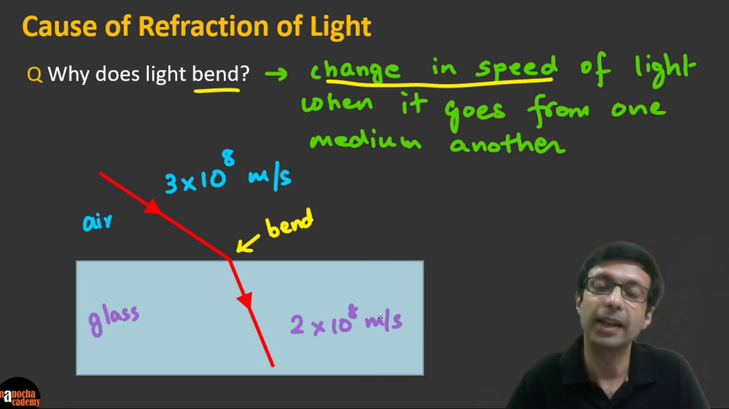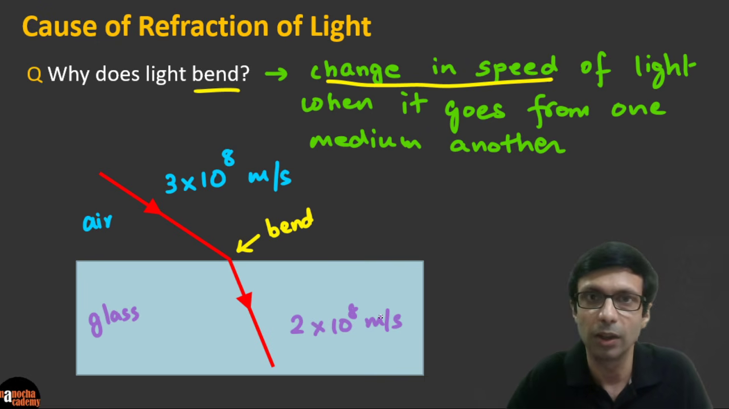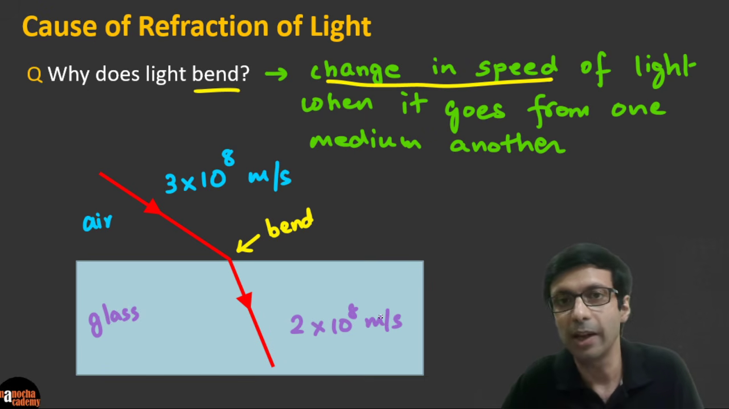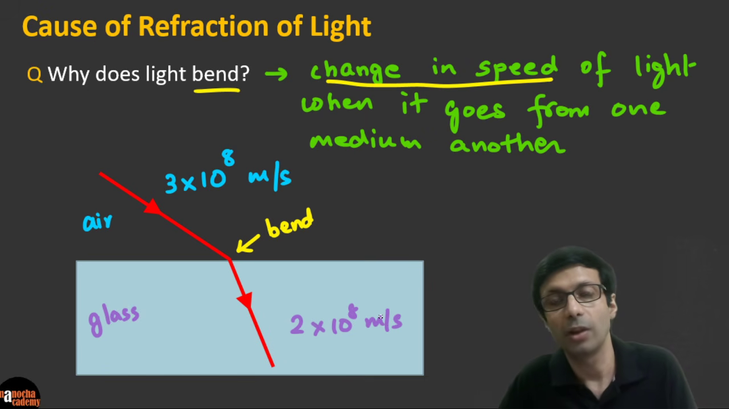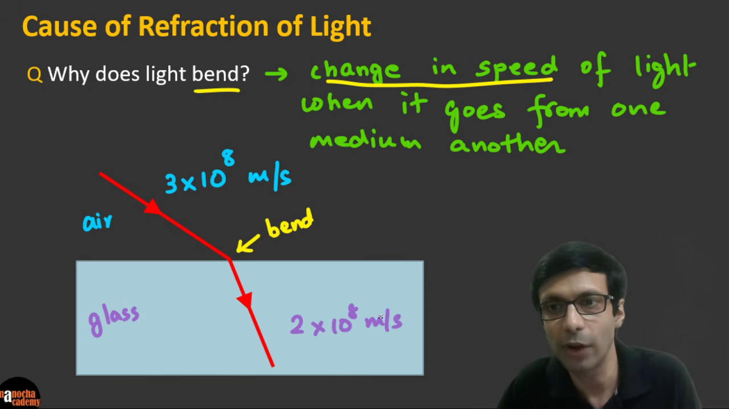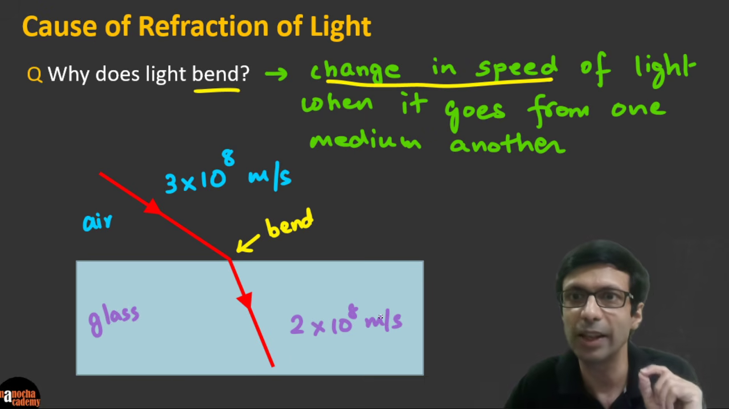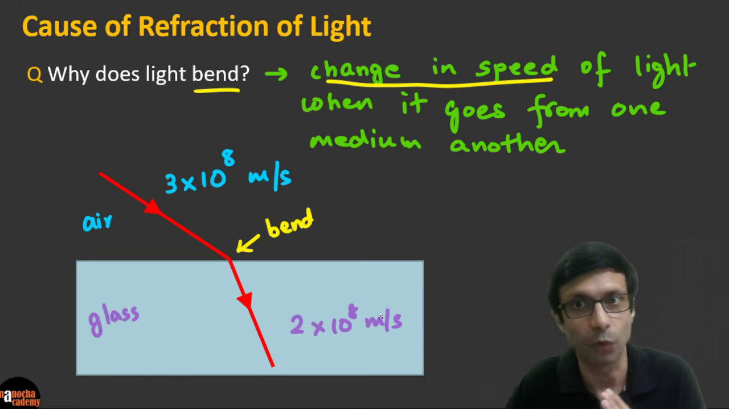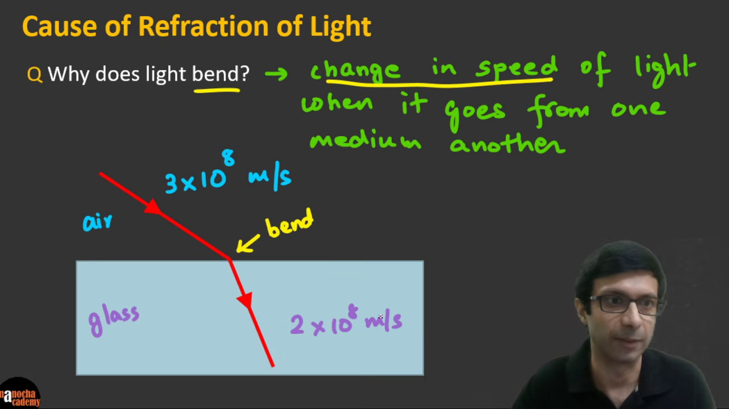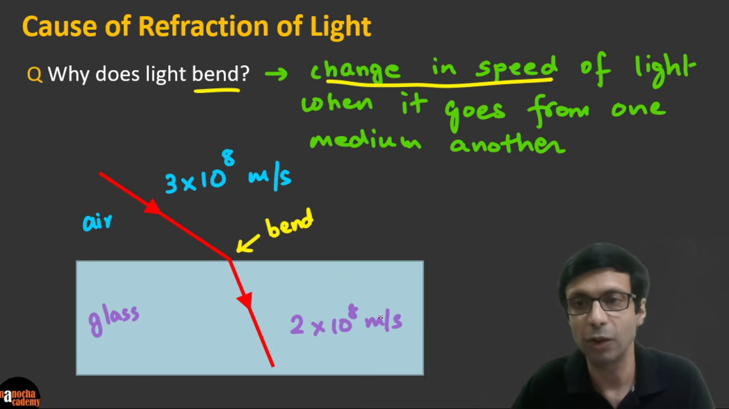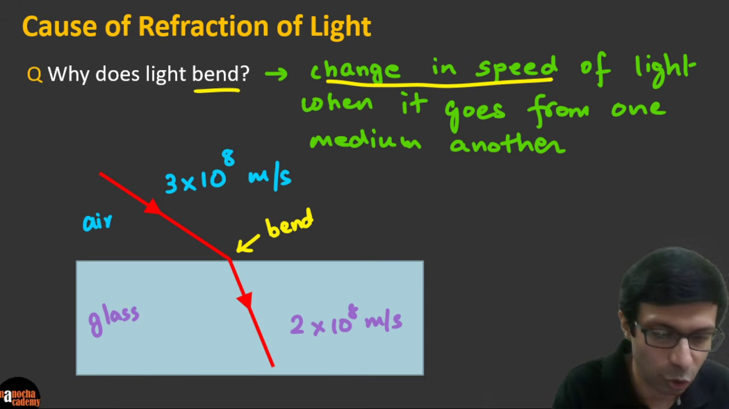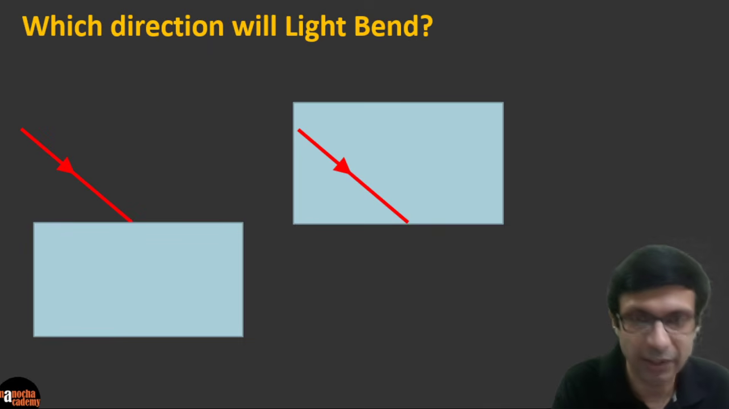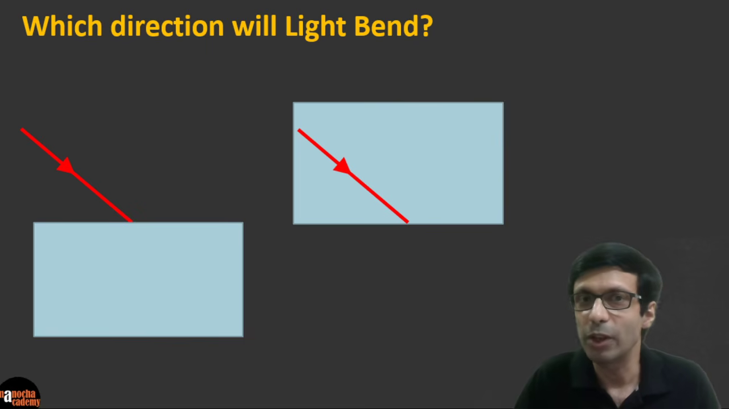Now the speed of light can increase or decrease depending on the pair of medium. So we'll come to that. But please note the important thing. If they ask you what is the cause of refraction, it's due to the change in speed of light when it goes from one medium to another. Okay, and so here you can see that it's going from air to glass and the speed changes, so the light bends. Excellent.